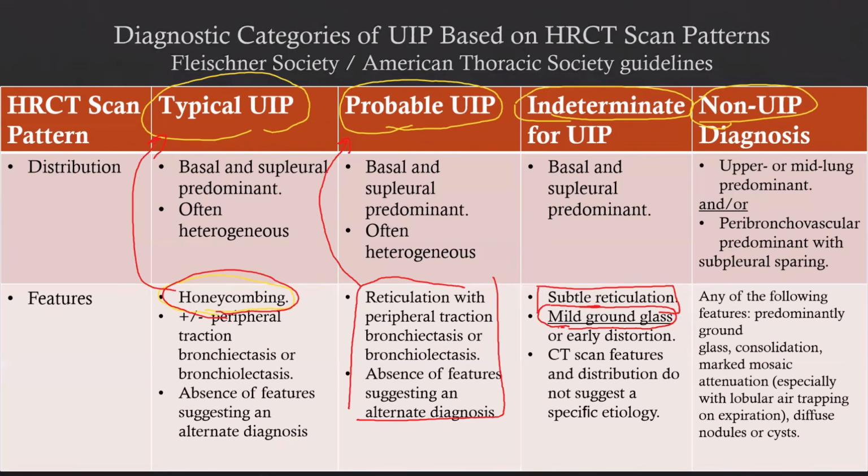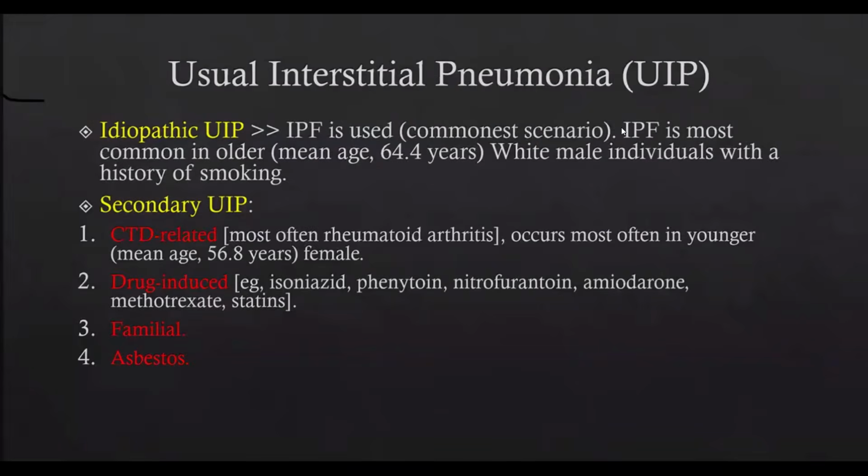And non-UIP pattern, any features other than reticulations and traction bronchiectatic changes. One cause by far is idiopathic, and this is what we call idiopathic pulmonary fibrosis. So idiopathic pulmonary fibrosis is a clinical diagnosis. This is not your role. This is the clinician's role.